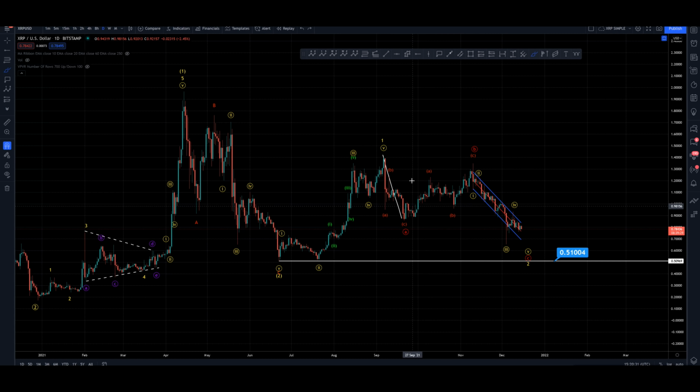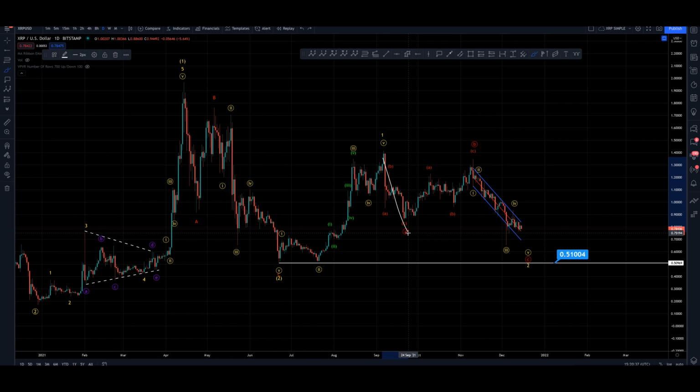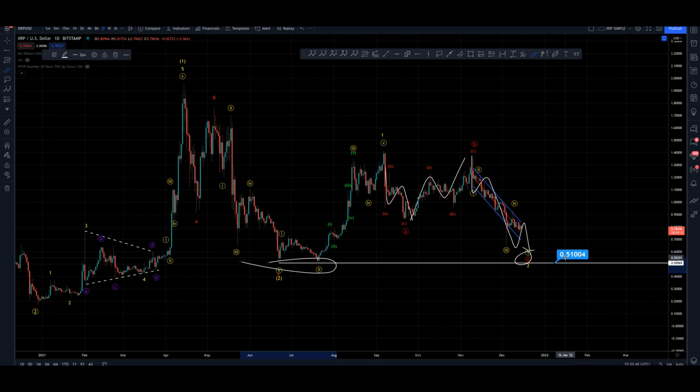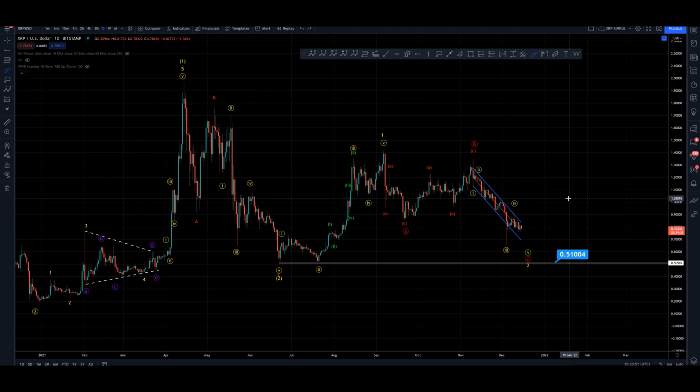Alright, not unless we're going flat. And that's what we're doing. 3A, 3B. Not 5A, 3B, 5C, which is a zigzag. So 3 into an A, 3 into a B, 5 into a C, which has to occur before this low at 0.51004, or that's all she wrote. All bets off. We could bottom 1 tick below this level, or it could be total capitulation.